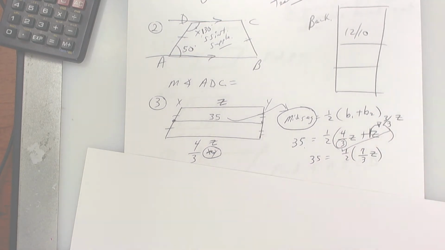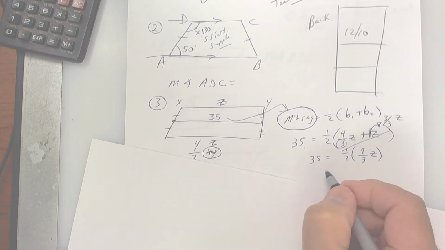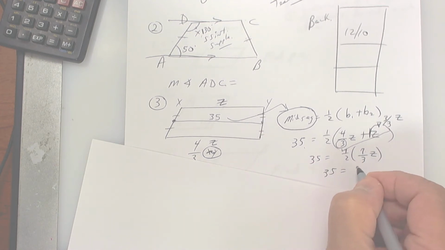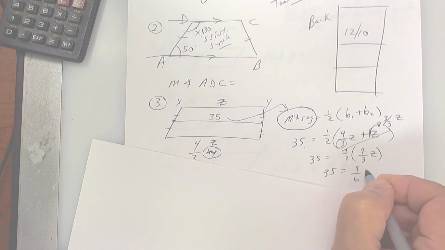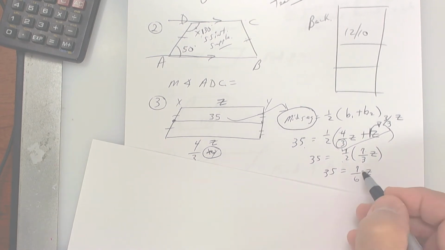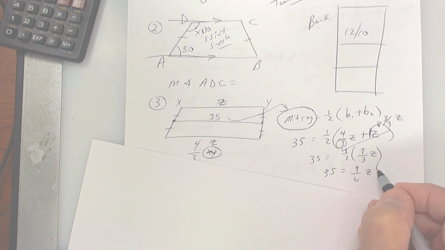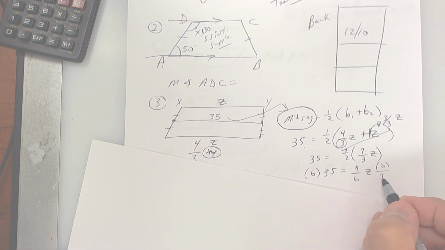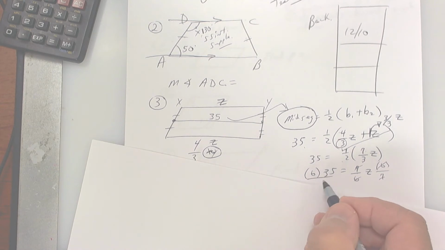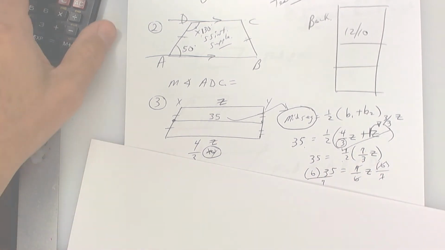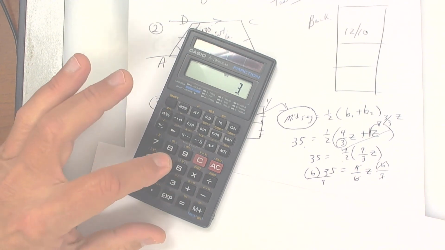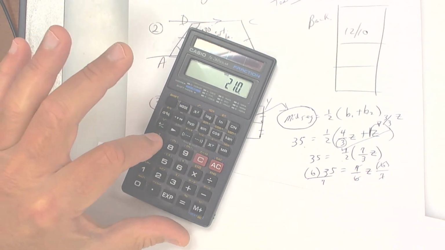Okay, I know this looks weird, but this is how you do it. So you're going to get 35 is equal to 1 times 7 is 7, 2 times 3 is 6z. Now, you want to get z by itself, so you want to multiply by 6, and then you want to divide by 7. Okay? So you're going to get your calculator, and you're going to do 6 times 35, press equals, and then divide by 7.